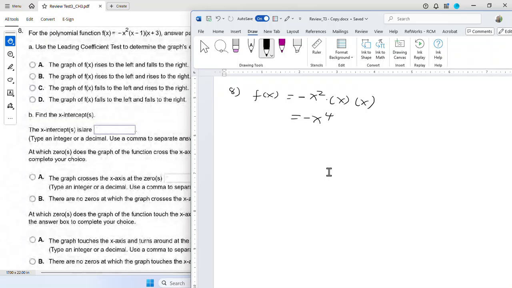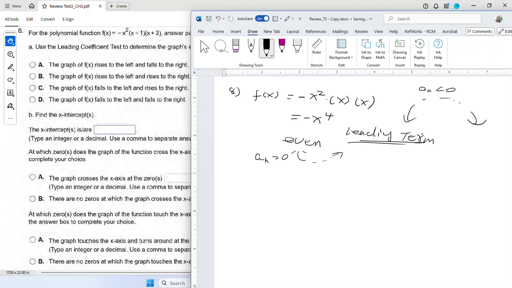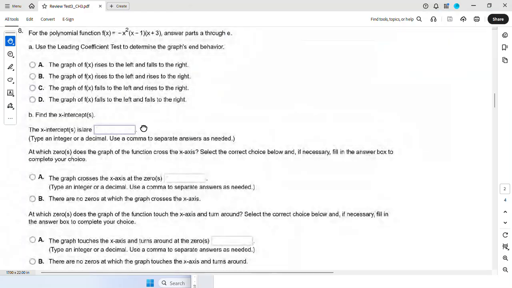And it's negative, so the leading term is even power. This is considered the leading term, right? The leading term here is even power, so both ends will be facing up, I'm sorry, facing down, because the coefficient is negative. If the leading term is even power, the ends are either both facing up or both facing down. This one, a sub n is greater than 0; this one, a sub n is less than 0. Since this one is negative 1, it should be this one right here.